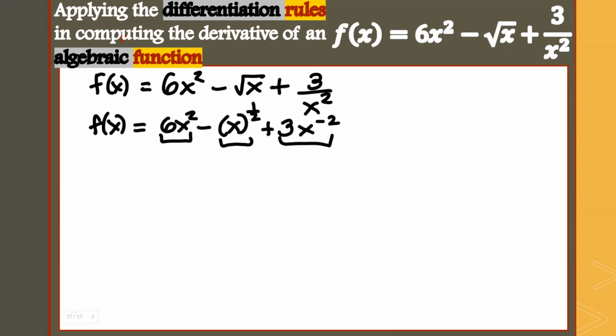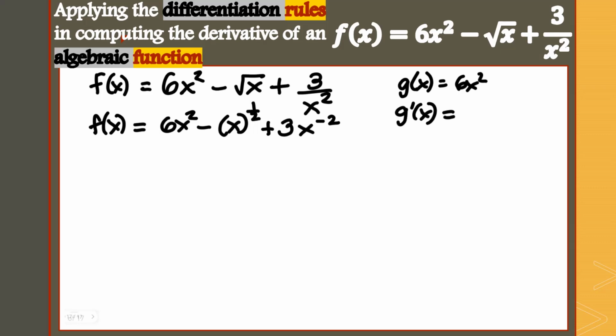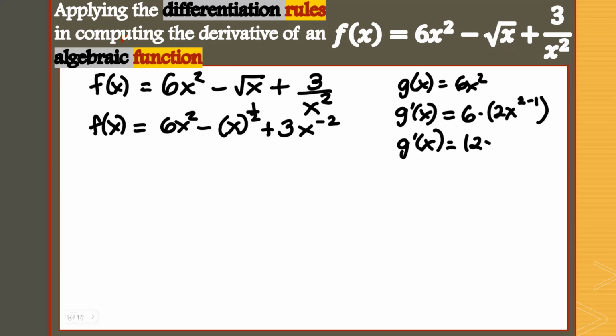So what I would like to do here is, of course, separate them. If you can answer this, then that's good, but just for illustration, let us separate them. Let's say g of x is 6x squared, so we're going to find its derivative. You will have the constant multiple 6 times the power, 2x to the 2 minus 1, which will give us a result equivalent to 12x to the power of 1, or simply 12x.